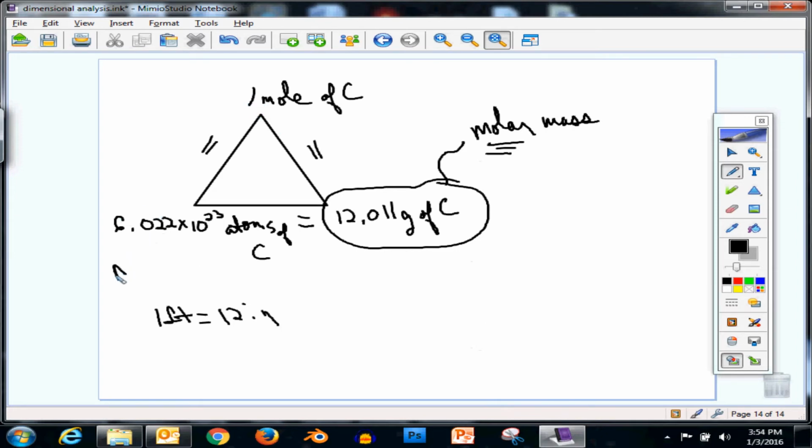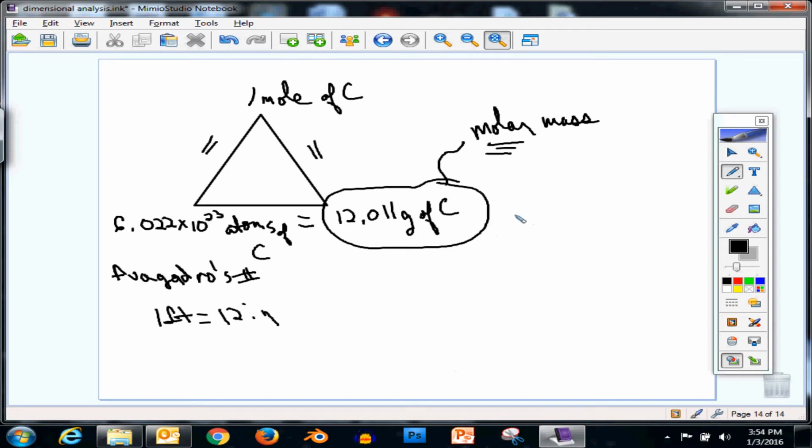Now, notice this. We're going to write 1 mole, and we're going to write this number of atoms, and this is called Avogadro's number. You're going to write that a million times. Avogadro's number is what that's called. It's a constant, it never changes.